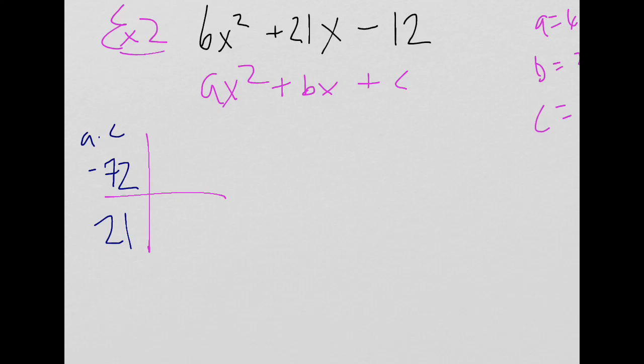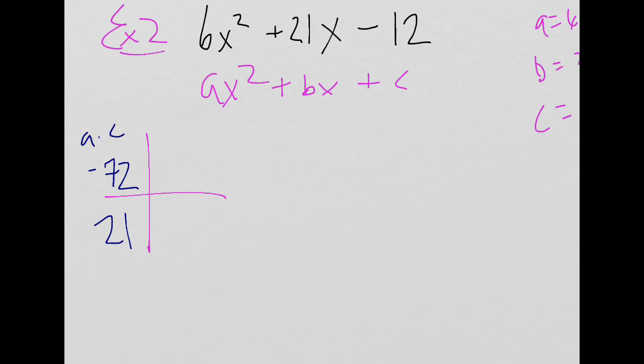So now, these other two spots that I've got, I need two numbers that multiply to give me negative 72. And when I add them, they give me a positive 21. So notice I haven't said anything about the signs, or which one's negative, which one's positive. I'm not worried about any of that. I'm worried about two numbers that multiply to give me negative 72 and add to give me positive 21.